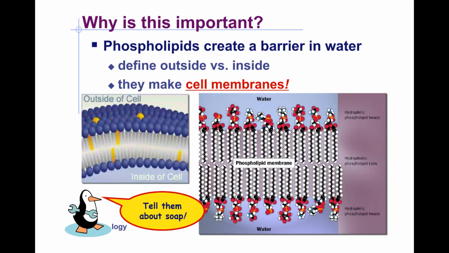So this is huge in biology because your phospholipids create these sections or boundaries in water, and they define one side from the next, or an outside from an inside. And eventually it's to the point where they're used to make cell membranes. And we're very grateful for that because we're all made of cells, and without these cell membranes, the cell wouldn't be possible.